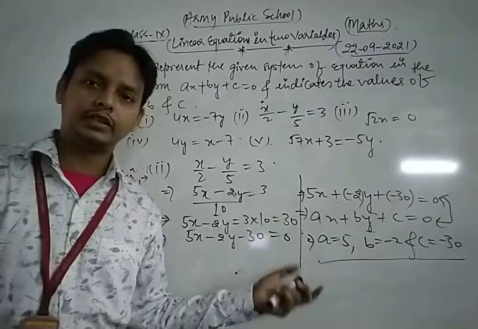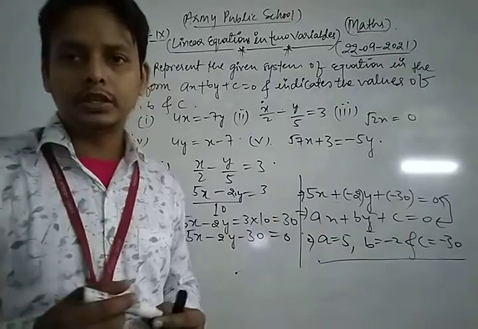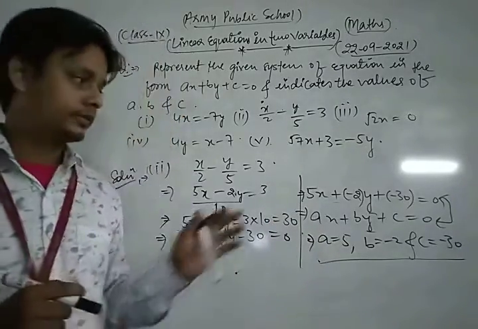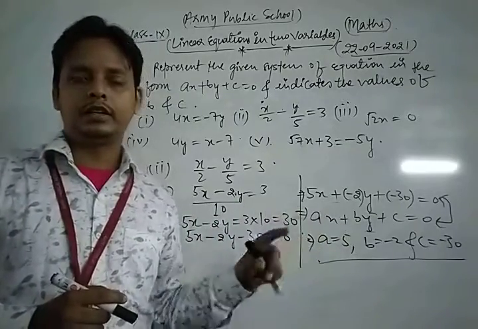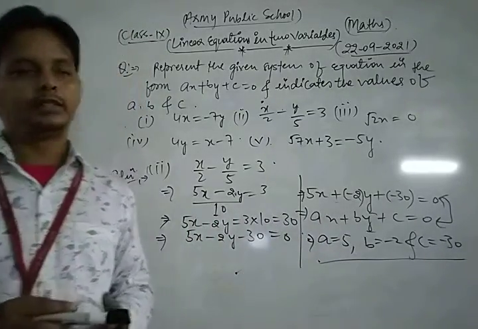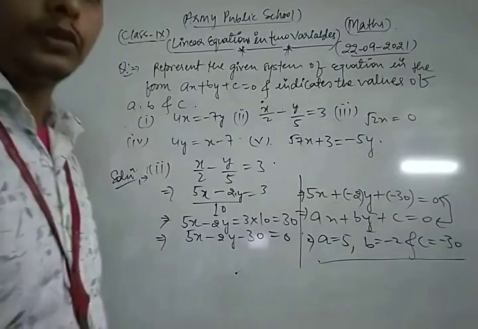First we represent the equation in the form of ax plus by plus c in this way. After that we compare it and we get the values of a, b and c. Similarly we take and solve all the parts of this question. Let's see.